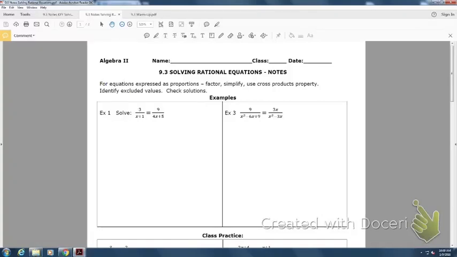So again, looking at solving rational equations, one thing that's going to be consistent with what we just did is you have to find the excluded values still. Which I don't think is too difficult. I think that's probably been the easiest part of it all, really, is finding those.